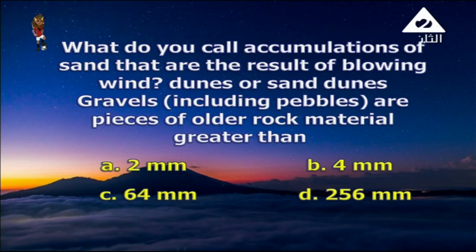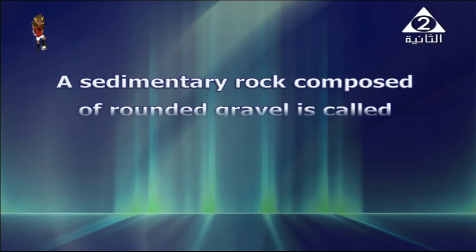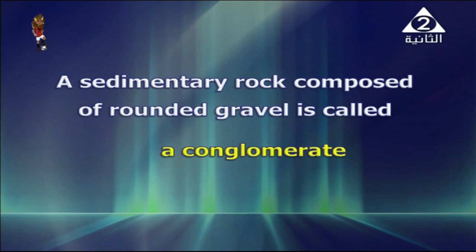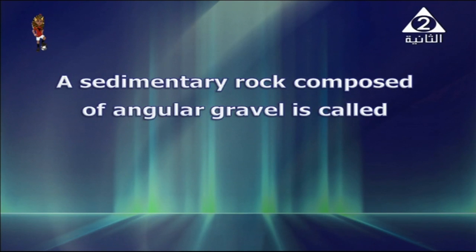Its name is gravels, and we know it is greater than 2 millimeters. A sedimentary rock composed of rounded gravel is called conglomerate. Yes, that's the right name. A sedimentary rock composed of angular gravel is called breccia.